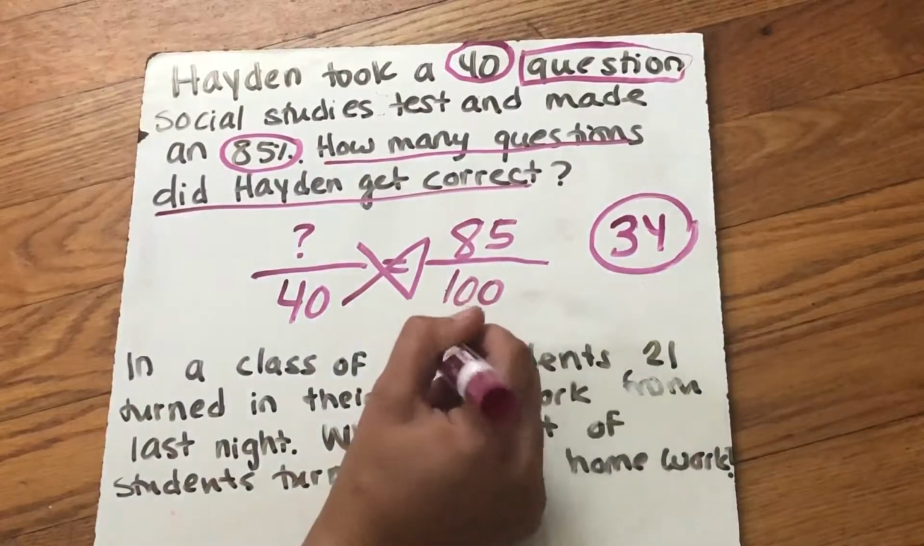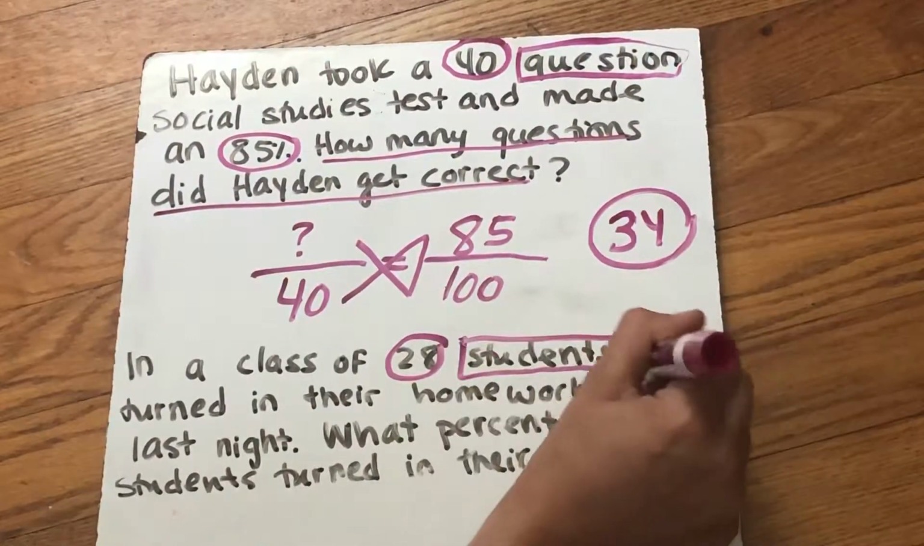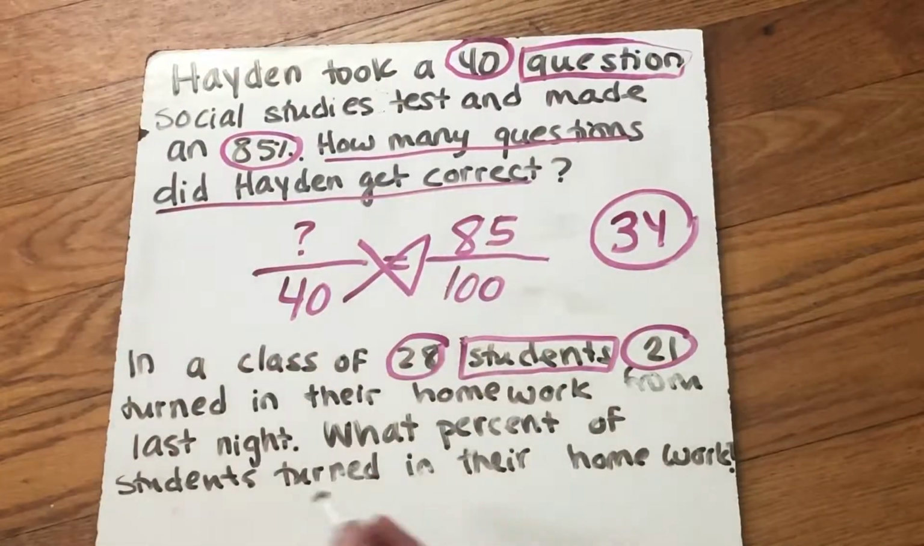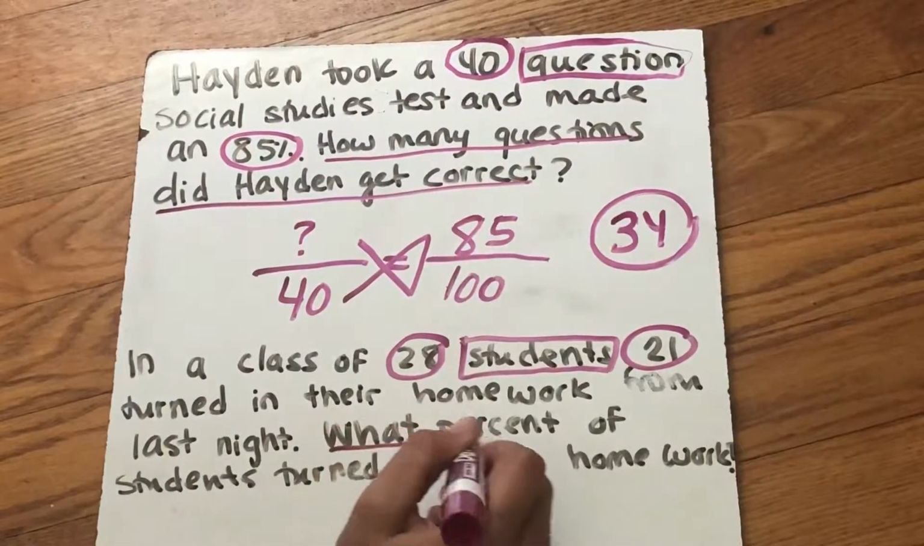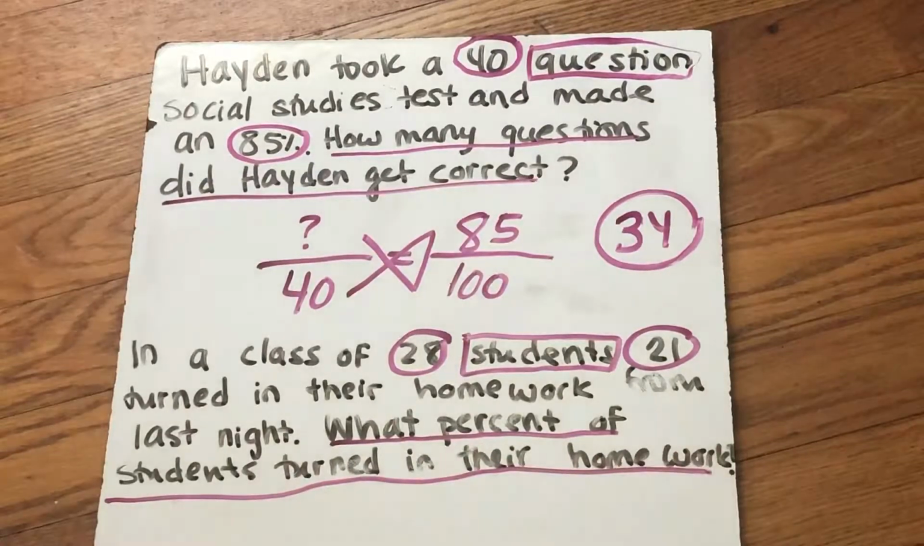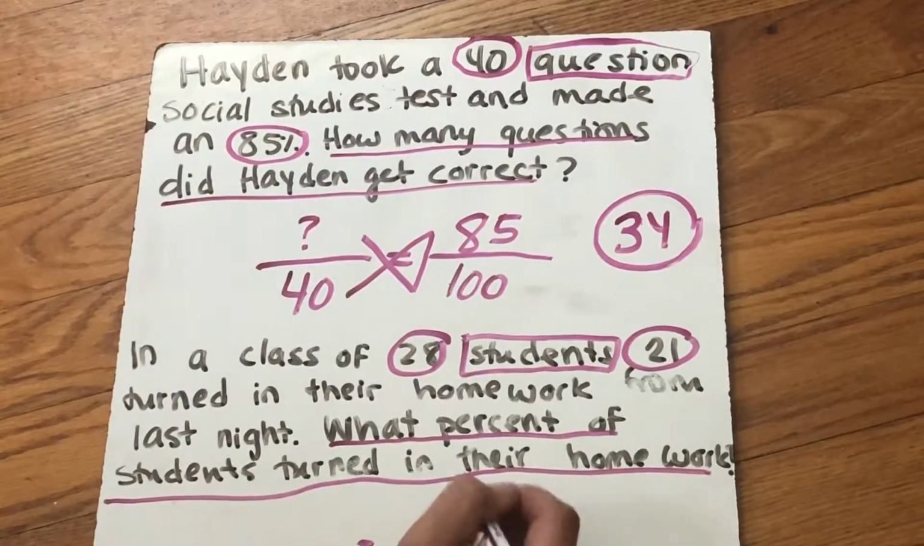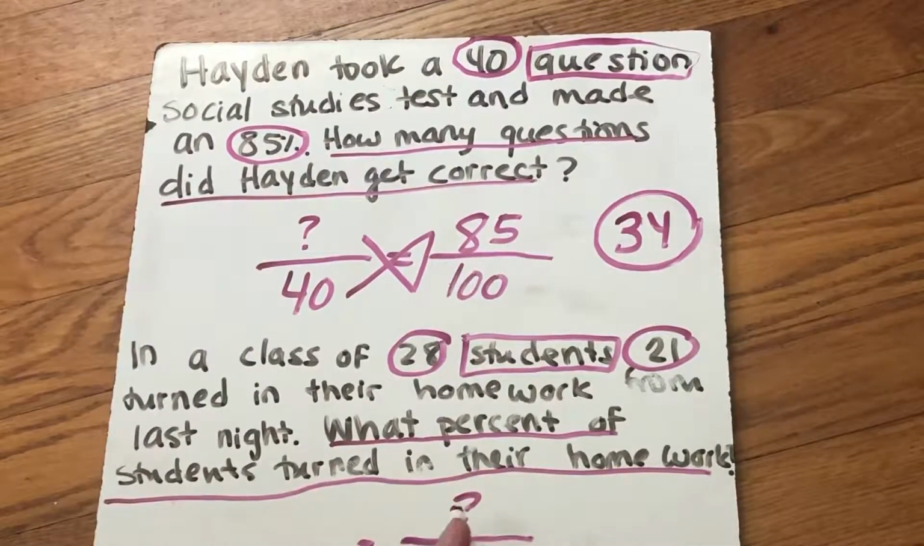In a class of 28 students, 21 turned in their homework from last night. What percent of students turned in their homework? So it's asking me what percent. So when I set up my skeleton, I don't know my percent, but I know whatever the percent is, it's going to go over 100. Then I have to figure out my part and my whole.